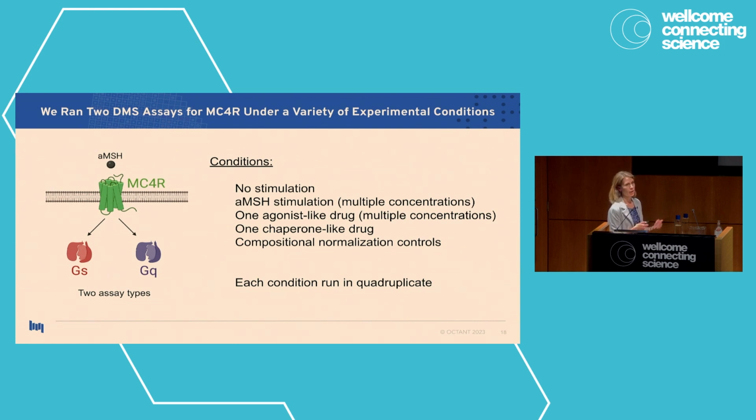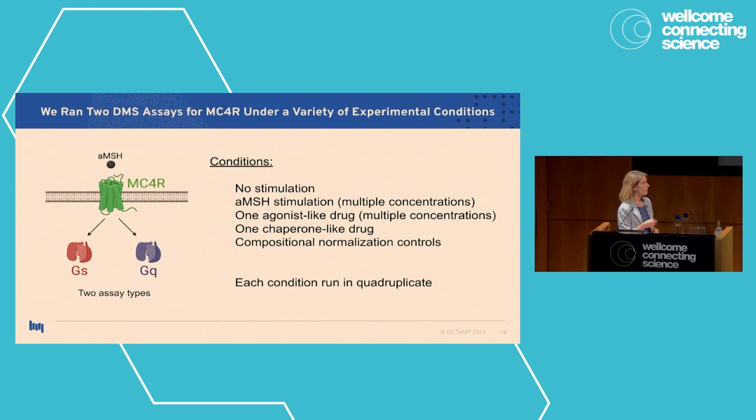We additionally tried different drugs in combination with our DMS assays. One which is an agonist-like small molecule compound, which I'll talk about later in the talk. We tried multiple concentrations of that. We also tried a chaperone-like drug and different compositional normalization controls. And we run each condition in quadruplicate.